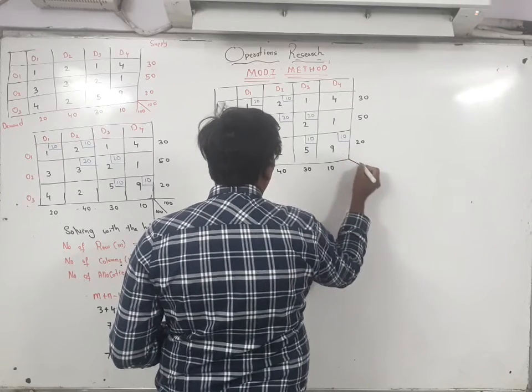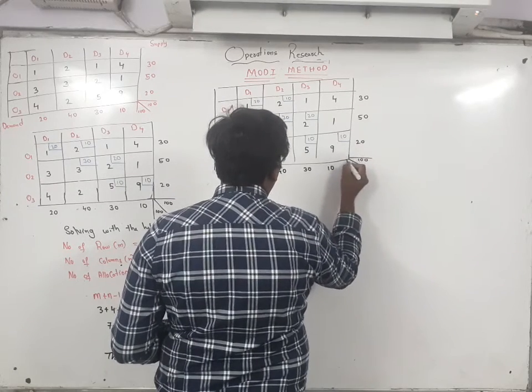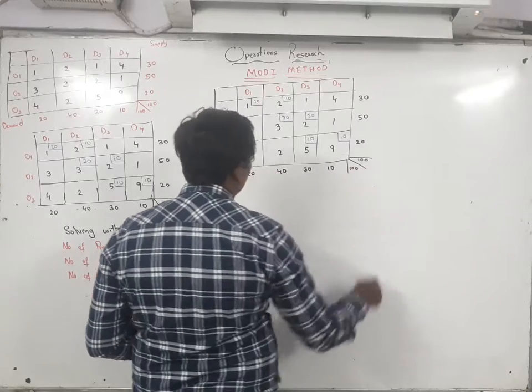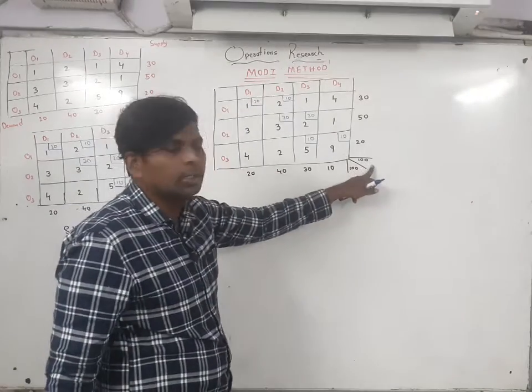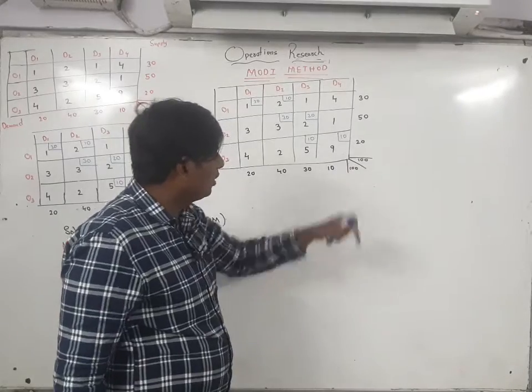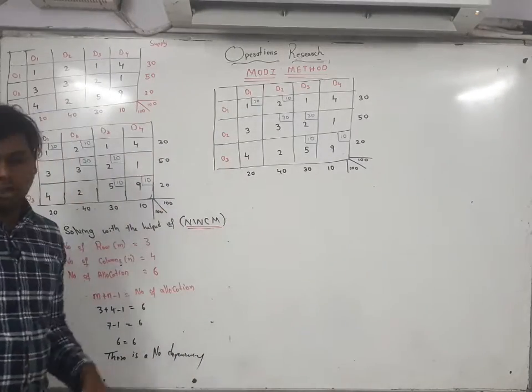And the sum of these two is equal to how much? 100. And the sum of these three is equal to how much? 100. And the sum of these four is equal to how much? 100. Again I copy that one.